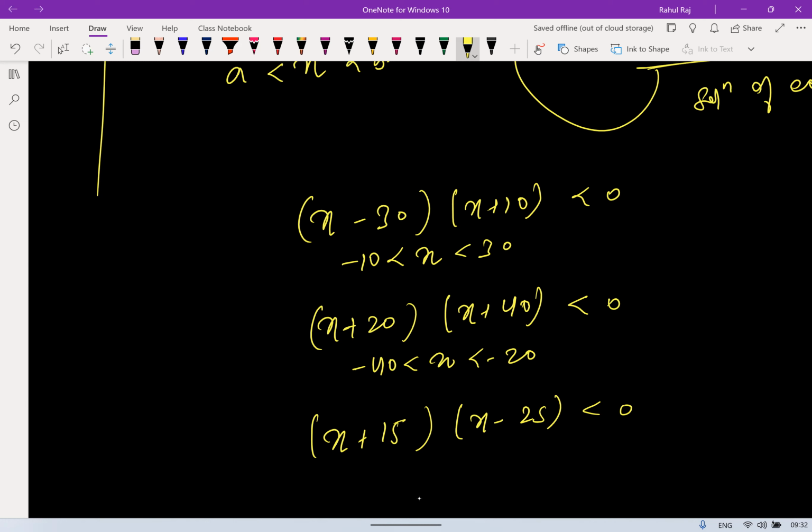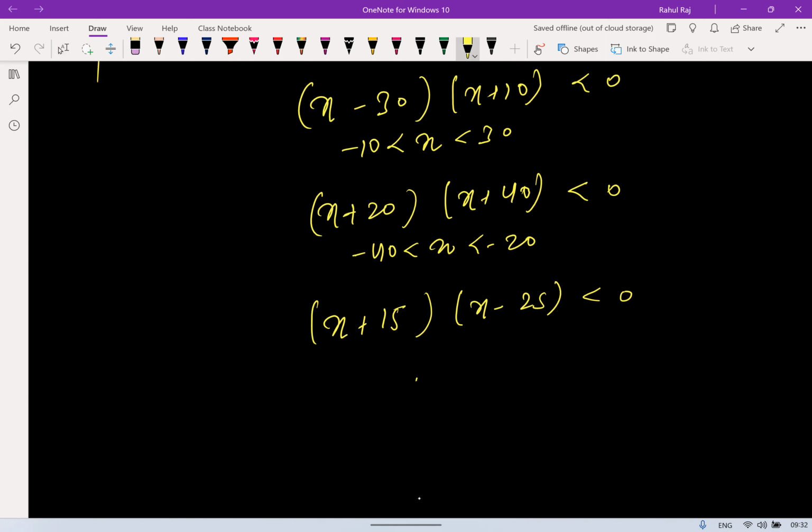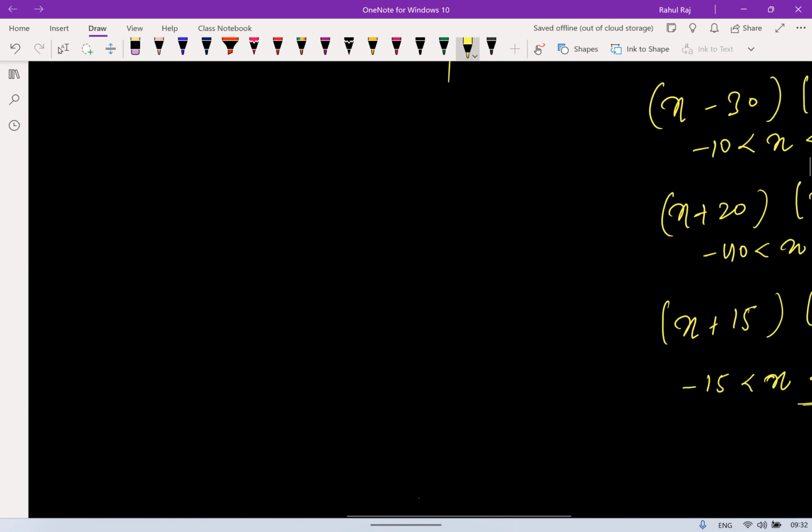Here minus 15 is A and 25 is B. So x lies between minus 15 and 25. Simple. Is this clear? Any problem here, Alexa? That's a very important thing.